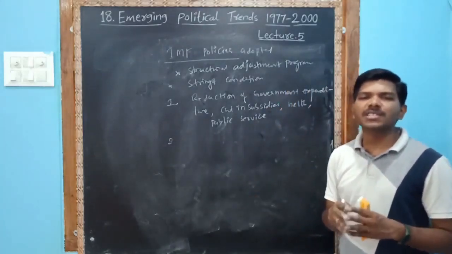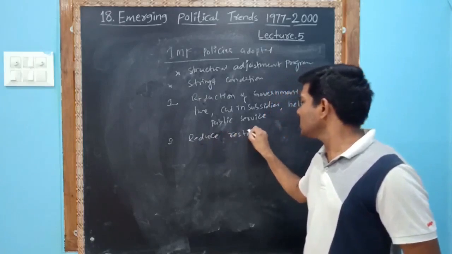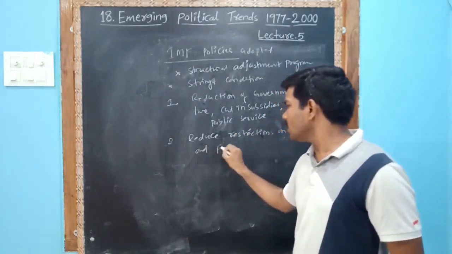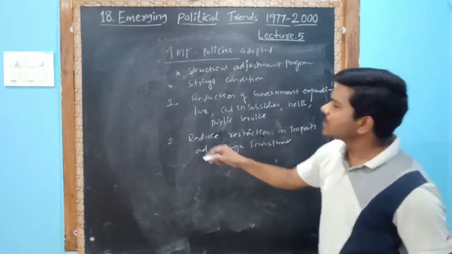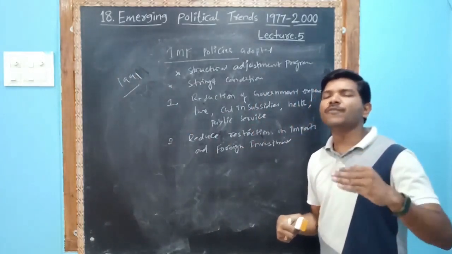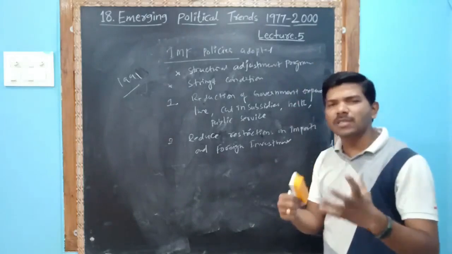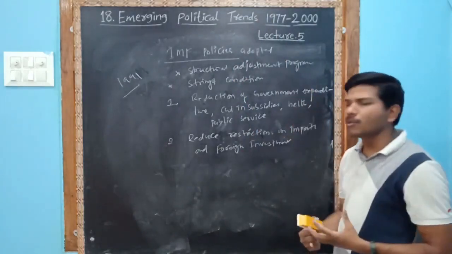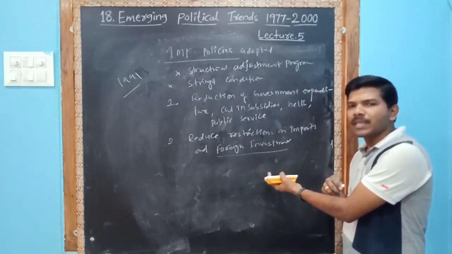The second one is reducing the restrictions on imports and foreign investment. Still the P.V. Narasimha Rao government. Before 1991 in India, no foreign goods were available. Only made-in-India goods were available, and very rarely some members would bring certain goods. But after 1991, India accepted foreign goods and foreign investment. Foreign companies also came to India.